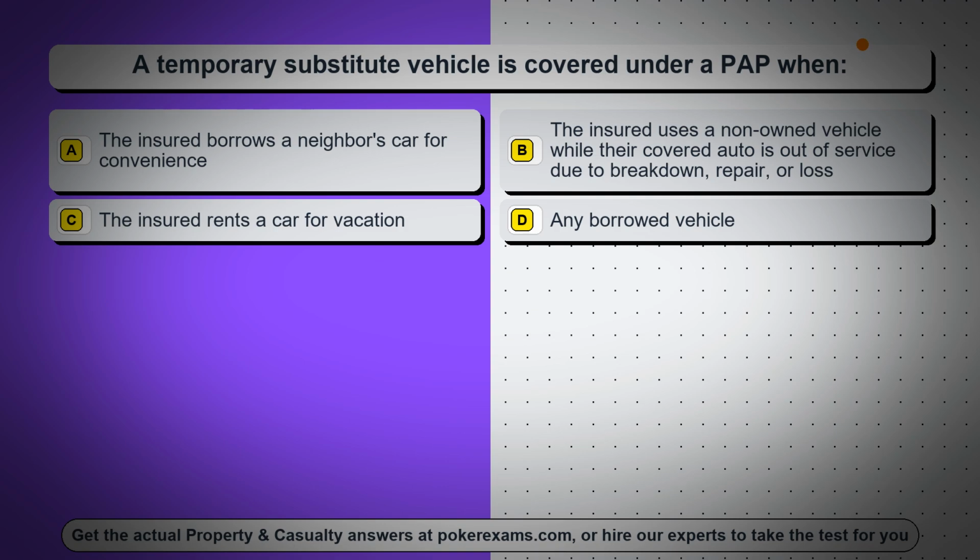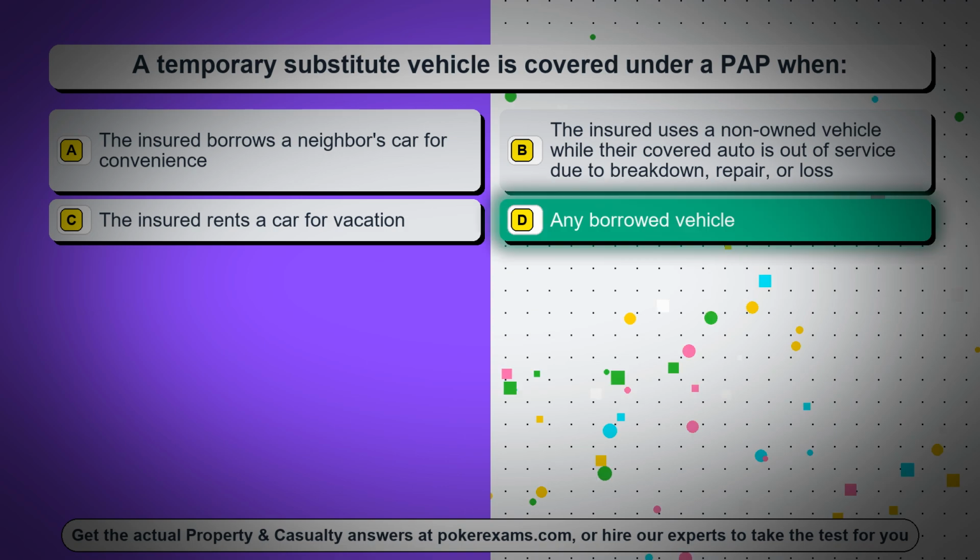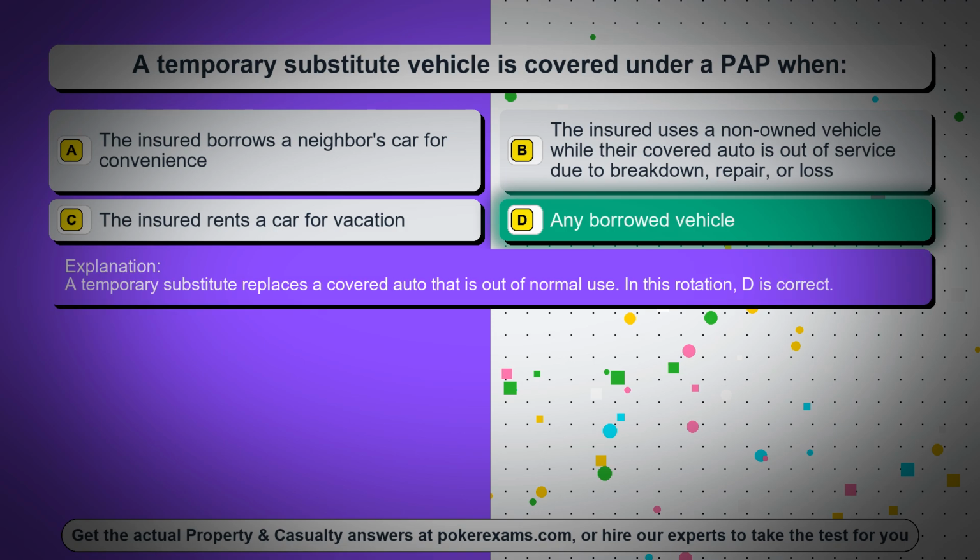Option C. The insured rents a car for vacation. Option D. Any borrowed vehicle. The correct answer is option D. Any borrowed vehicle. A temporary substitute replaces a covered auto that is out of normal use. In this rotation, D is correct.